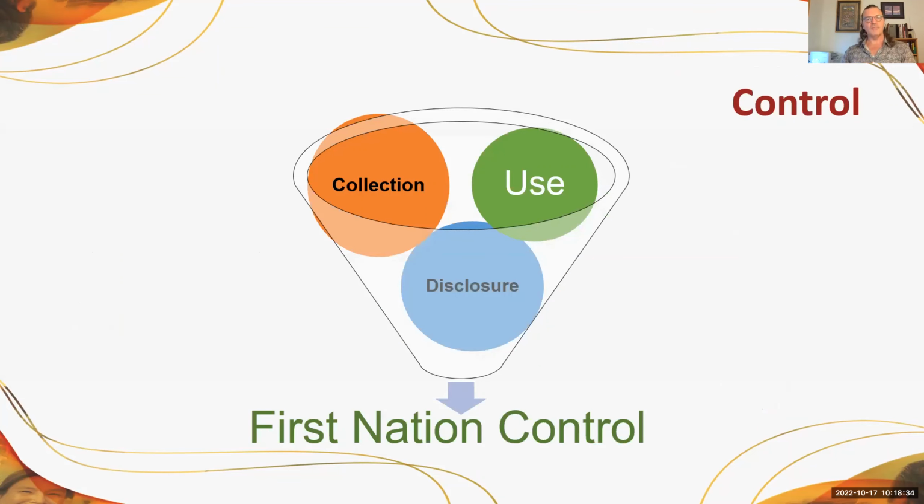Control is, I think, a little more straightforward. First Nations must have control over the entirety of the life cycle of the data, and that includes the decision-making process on how and when and why data is even going to be collected, through how it's used, through how the results are shared, and through the end span of the data, whether that's making arrangements to steward and govern it indefinitely, or making arrangements for its disposition or its destruction.